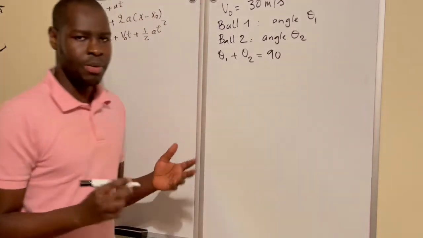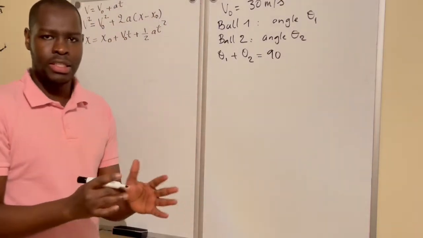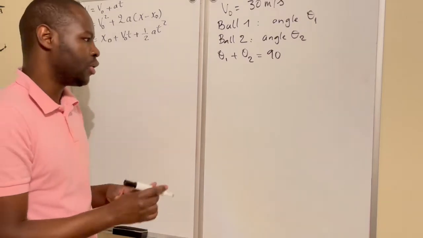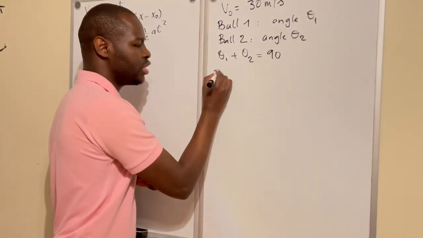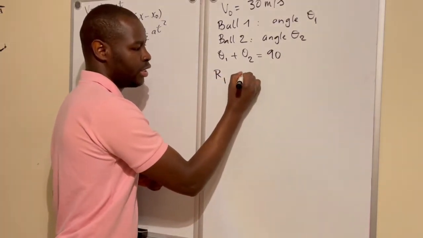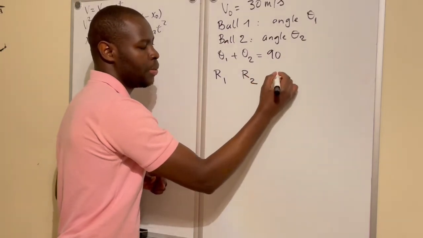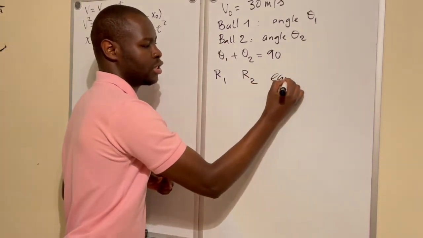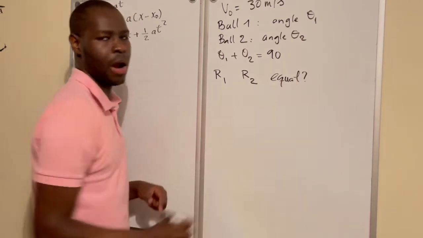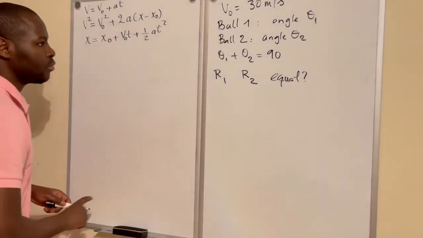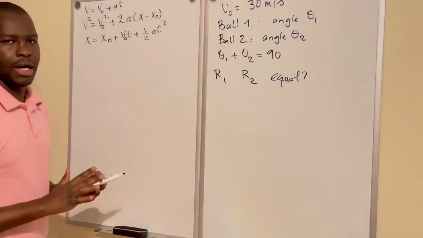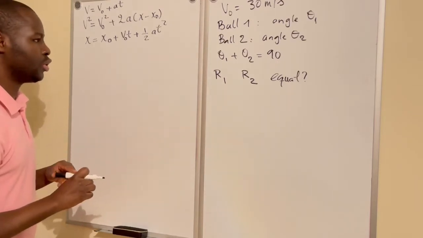And now the question becomes, will they land at the same location? In other words, will the range for ball 1 and the range for ball 2 be the same? Will they be equal? That's the question, and we need to prove it in this problem. Now, I'm just putting it here as a reminder of what we're trying to do.